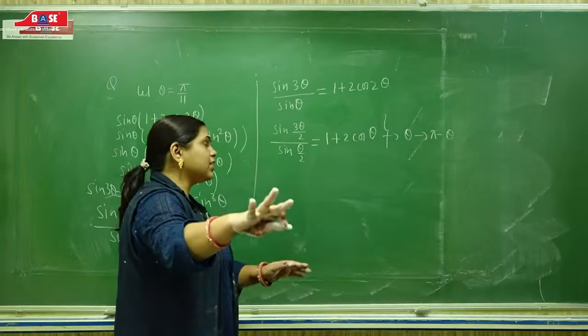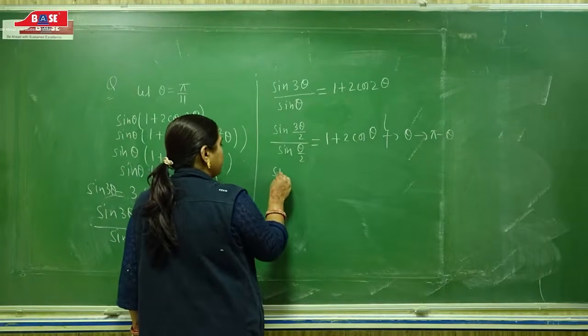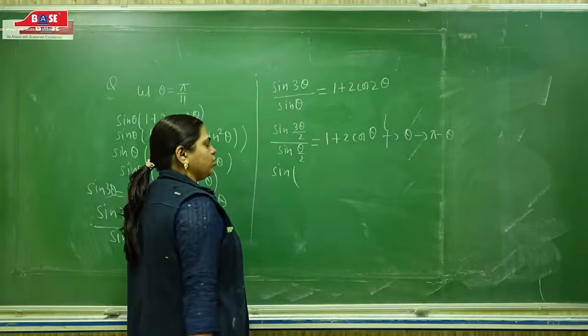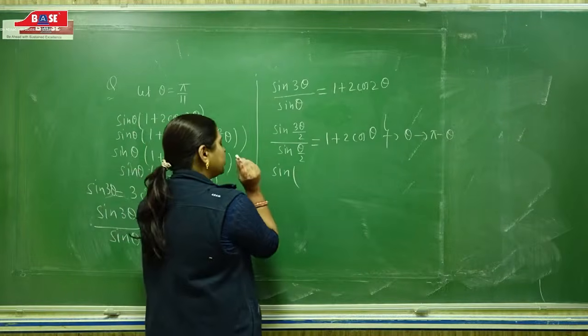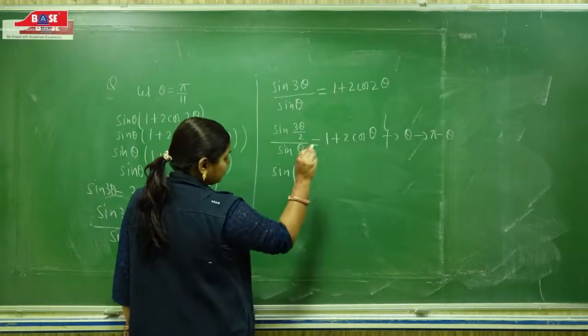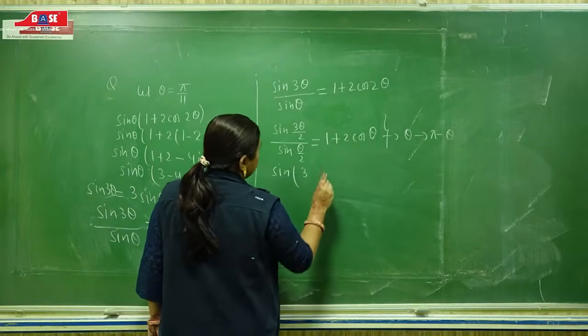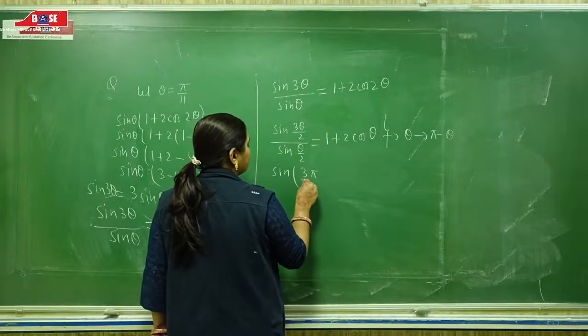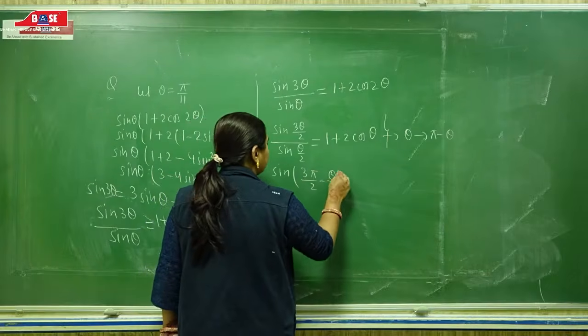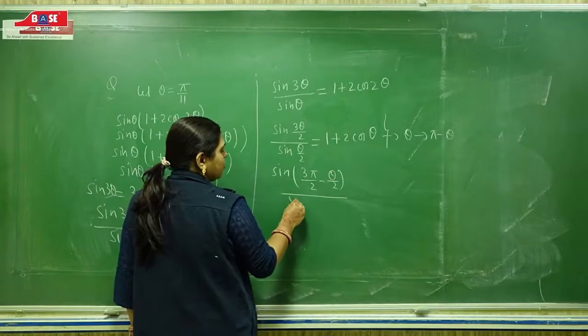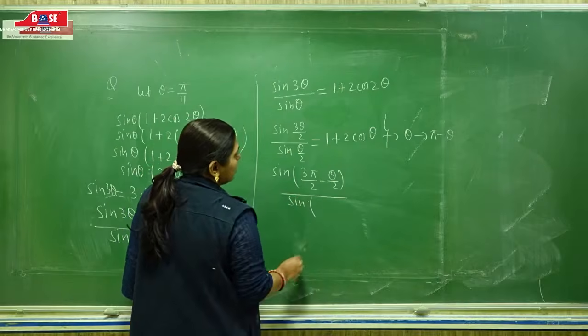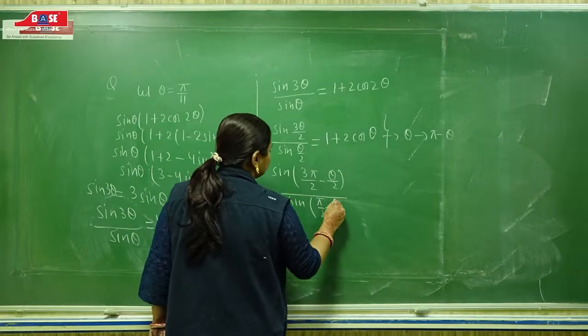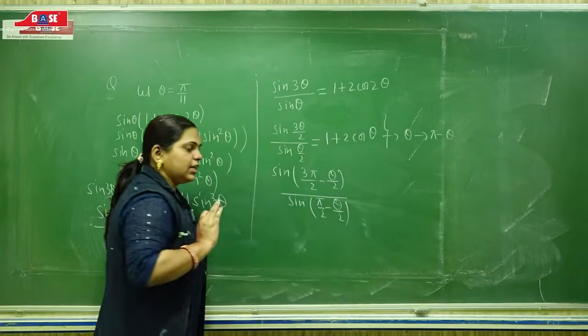So try to be with me and help me. If I replace, what am I going to get? This will be 3 times pi minus theta, whole divided by 2. So this will be 3 pi by 2 minus 3 theta by 2. And this sine theta by 2. Again, what will I get? Pi by 2 minus theta by 2. Am I writing correctly, everyone?